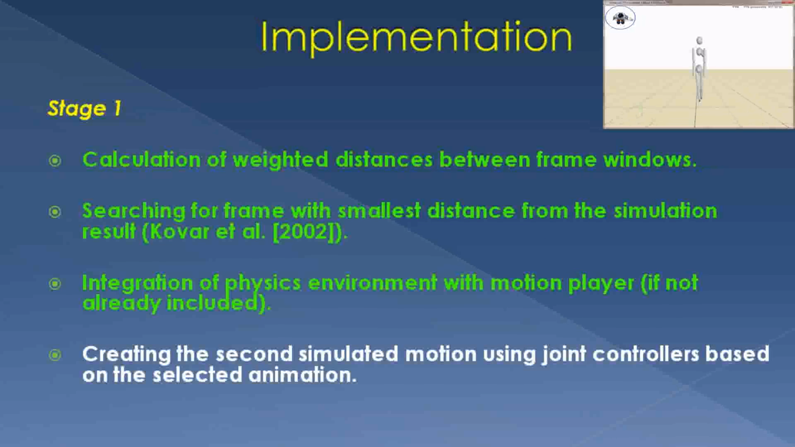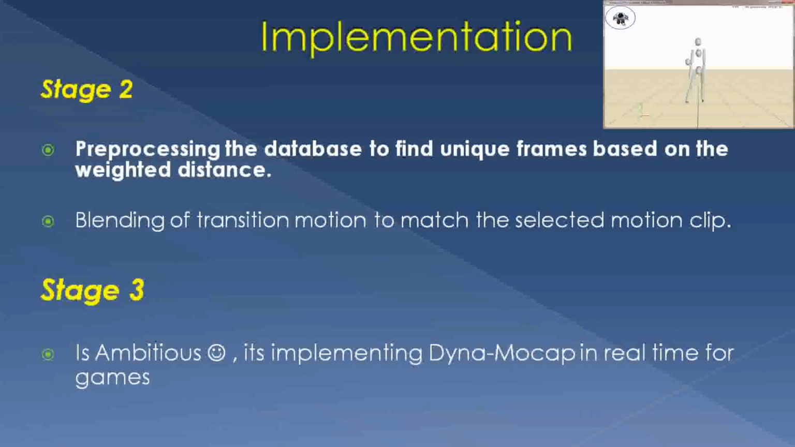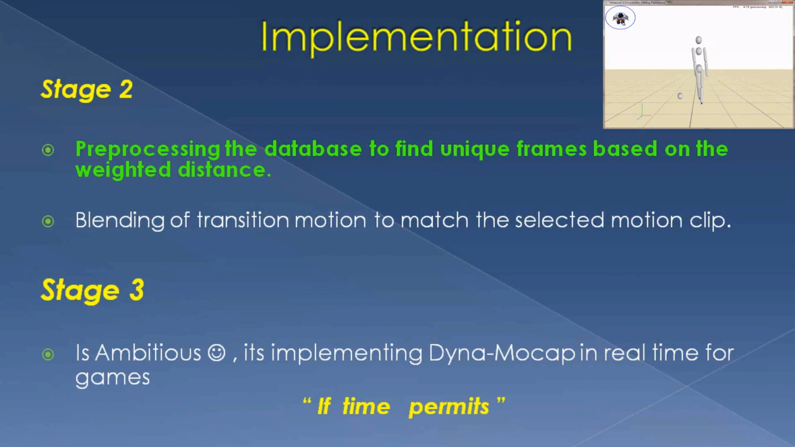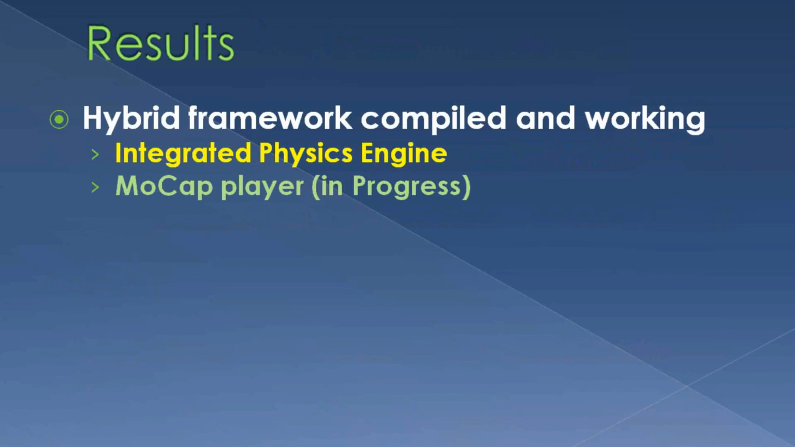What we have achieved till now is the first 2 points as highlighted. The third point is pre-processing the database to find unique frames based on the weighted distance, and blending of the transition motion to match the selected motion clip from the stage. In this second stage, we have finished the first point highlighted as shown in the slide. And here are some of the results which we have got.